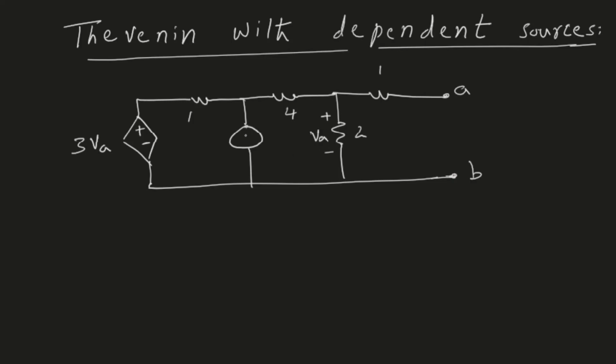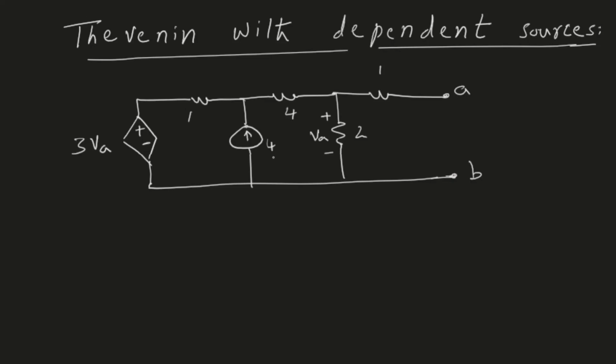The current source is producing a current of 4 ampere that is flowing upwards. So this is our circuit, which involves one dependent voltage source, and the voltage of this source depends on the voltage across the 2 ohm resistor. And we have an independent source which produces 4 ampere. So the current produced by this source is independent of anything. It will always produce 4 ampere.